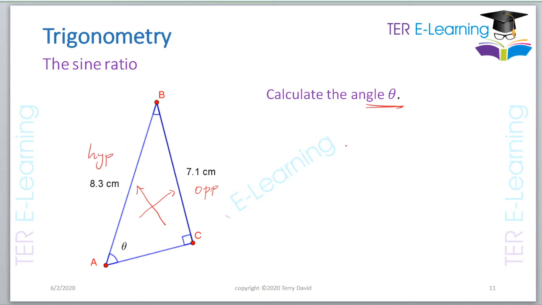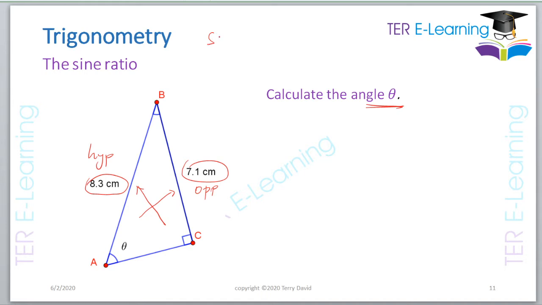This is my hypotenuse. So in your mind now, you need to figure out which one of the ratios do I need to use? Do I need to use sine? Do I have to use cosine? Do I have to use tangent? Look at what they've given us. We know what the hypotenuse is. We know what the opposite is.